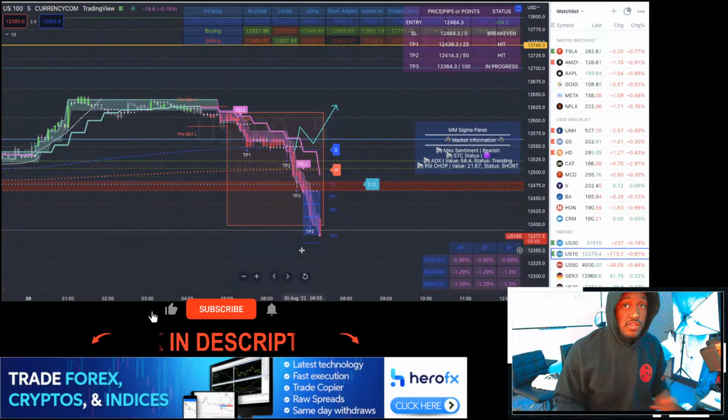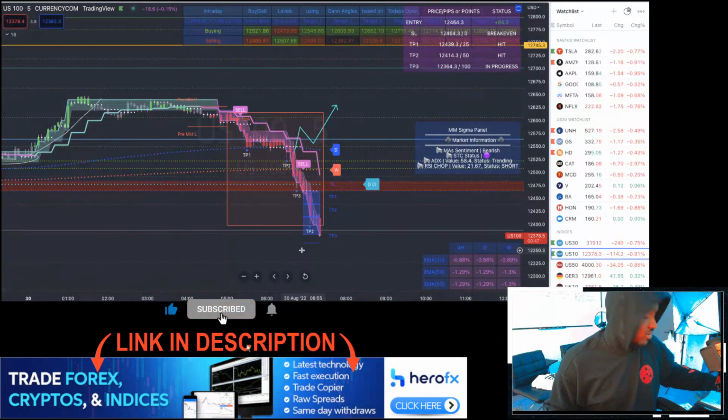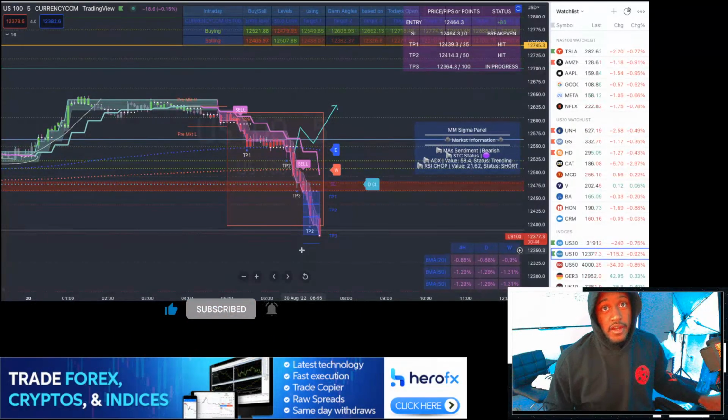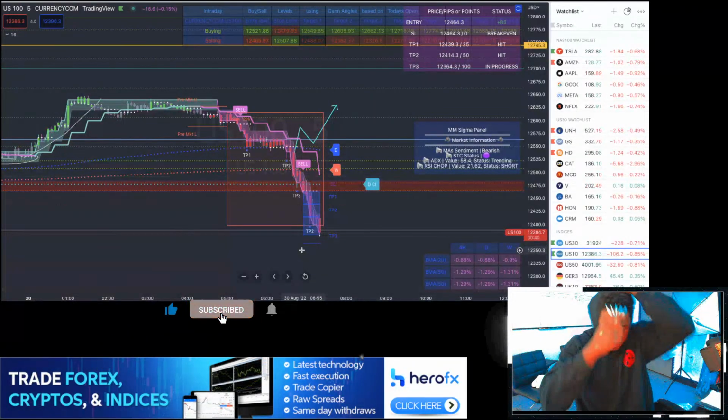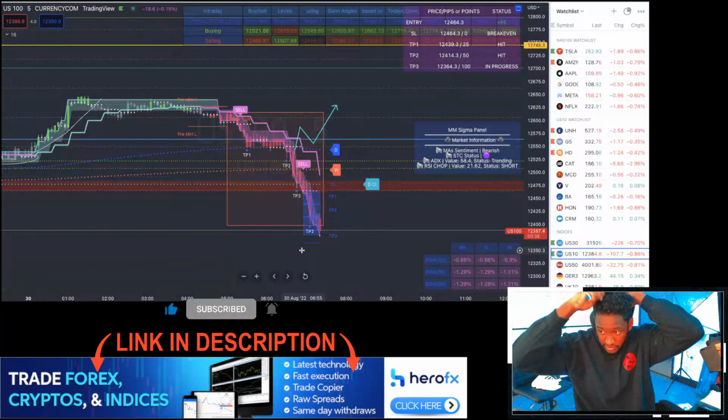But if you guys took this sell, then congratulations. You guys are up 200 points for the day. About to hit TP6, technically speaking. And you guys are rich. How does it feel?